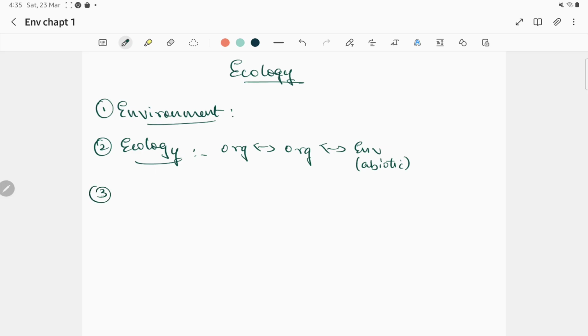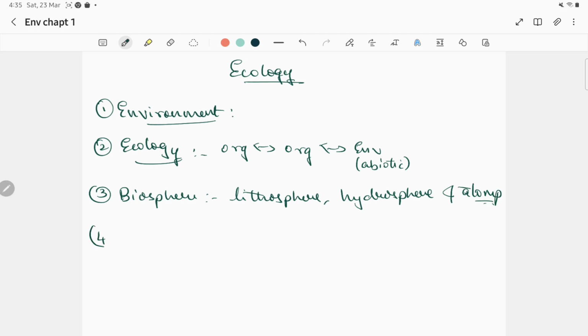The third one is biosphere. Biosphere is the biological component. It's the supporting life of earth, which includes lithosphere, hydrosphere and atmosphere. So all these three components are involved in the biosphere.